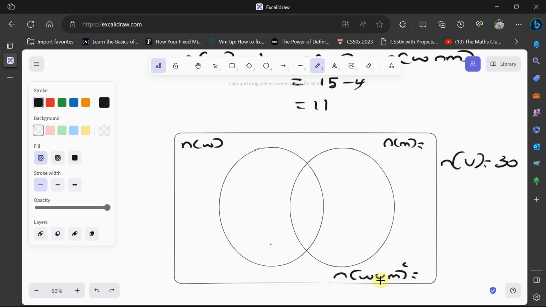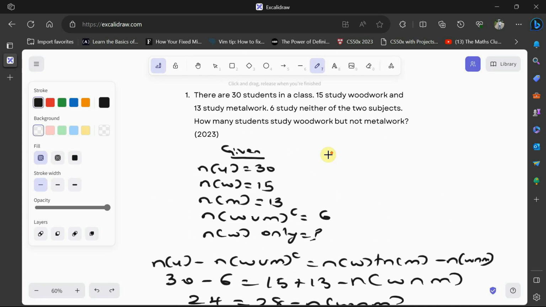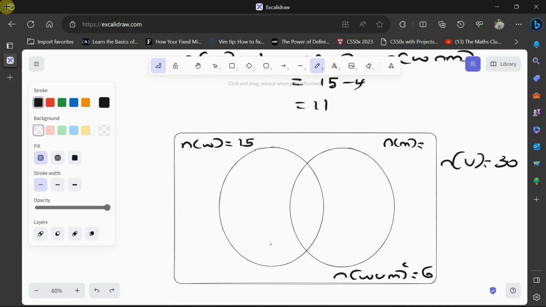Number of people that are studying neither of them is 6. Number of people studying woodwork is 15, and number of people studying metalwork is 13. So the way we always do is that we'll give the intersection, people that study woodwork and metalwork, we'll make it x because we don't know it for now, right? So if we wanted to find people that are studying woodwork only, remember we said this outer part of the circle, people that are studying woodwork only. If I wanted to find it, I would say 15 minus x, because I'm removing the ones that are studying both.